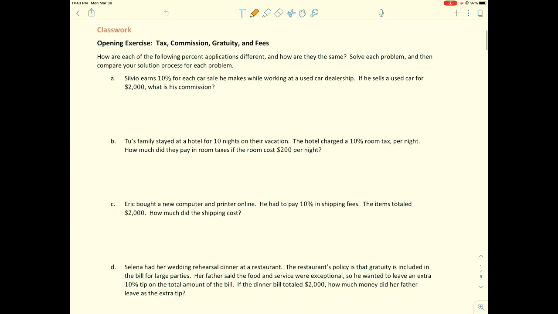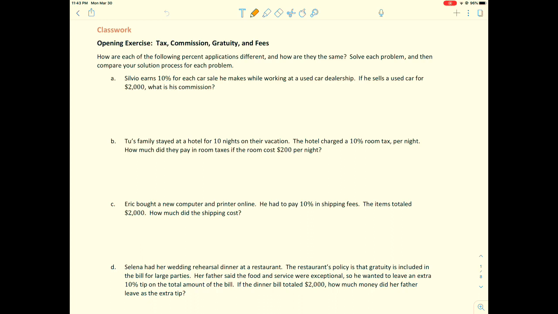Let's read this. It's asking us how each of the following percent applications are different and how they are the same. So basically it's asking if they're the same or different. Solve each problem and then compare your solutions. All right.